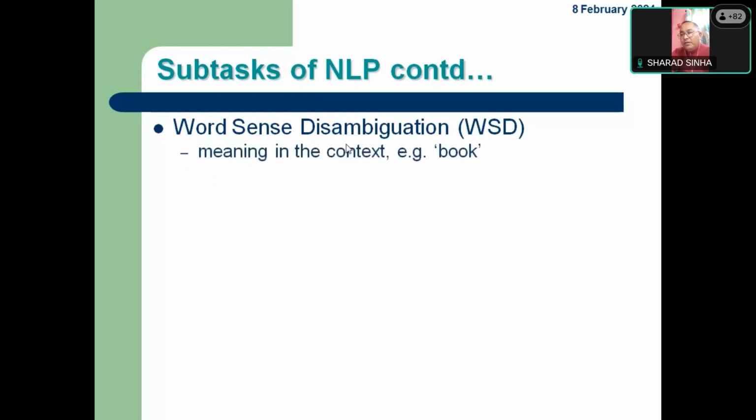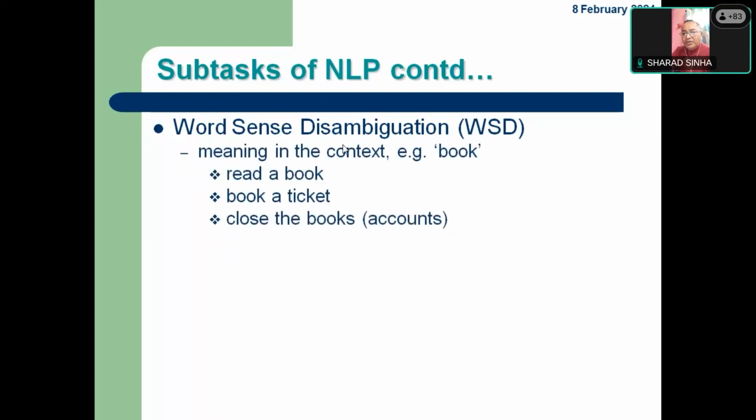A very good example is the meaning of the root word book. It may be read a book, it may be book a ticket, it may be close the books. Close the books means close the accounts. It may be do something by the book, meaning according to rules. In cricket, we say book is shot or something like that when a particular shot is played according to some defined way of hitting the ball.